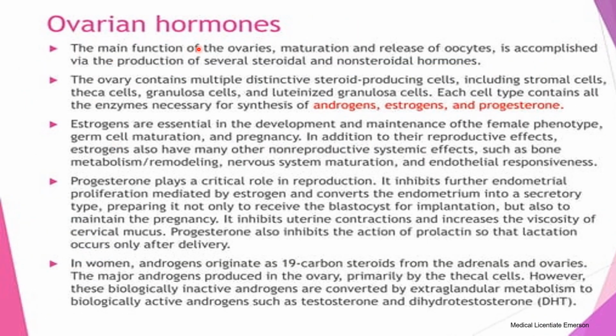Then the other gonads are the ovaries. The main function of the ovaries is maturation and release of oocytes, which is accompanied by the production of several steroidal and non-steroidal hormones. The ovary contains multiple distinct steroid producing cells, including the stromal cells, the theca cells, granulosa cells, and luteinized granulosa cells. Each cell type contains all the enzymes necessary for synthesis of androgens, estrogens, and progesterone.